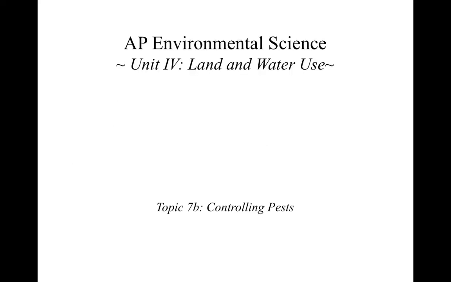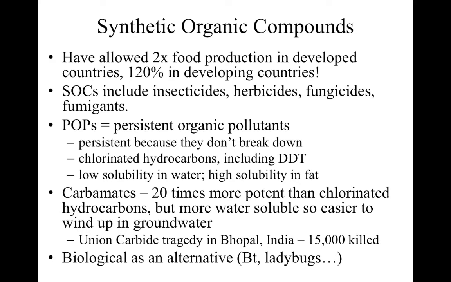So now we're going to switch gears a little bit and talk about pesticides, controlling the pests through pesticides and maybe alternatives. So synthetic organic compounds are probably more dangerous than the fertilizer, even the inorganic fertilizers that are used, but they also have a great effect in allowing farmers to produce more food per acre.